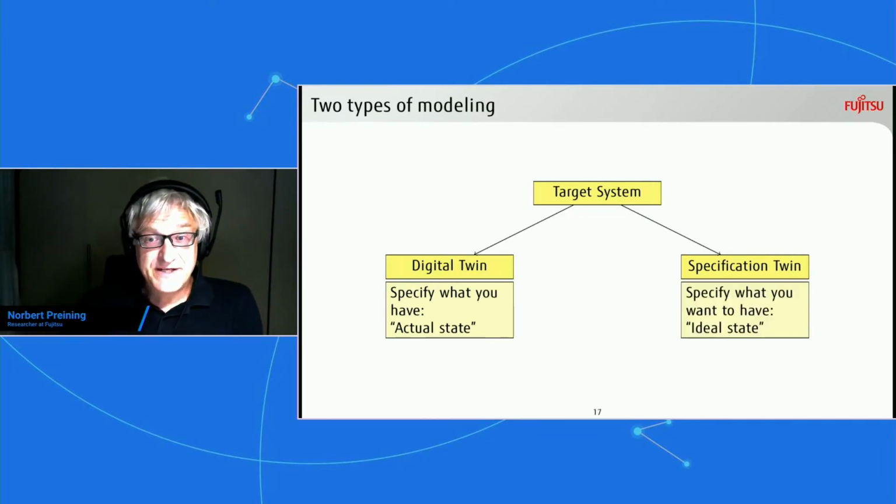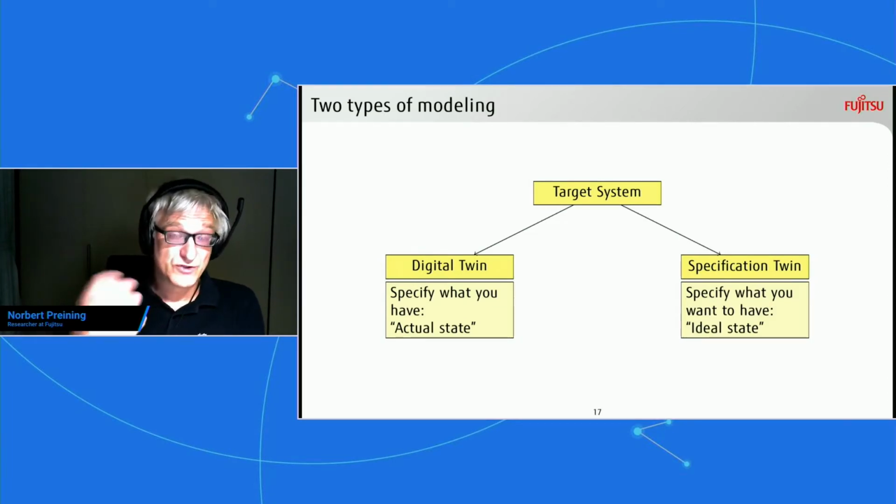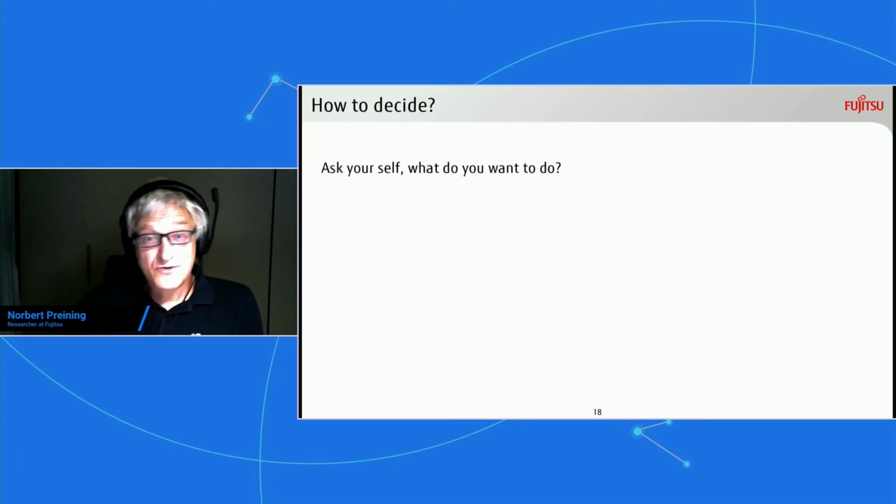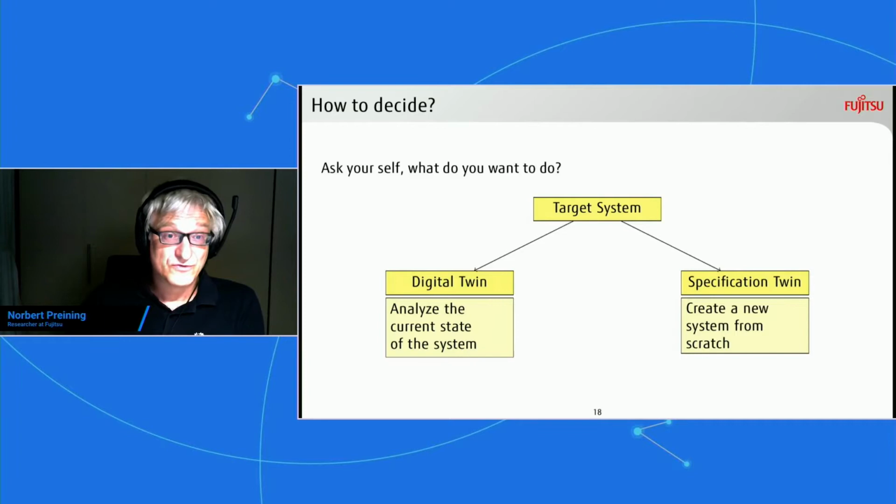It's where you start from the beginning and say, okay, what is the ideal state? What is what I want to achieve? So if I would start a new application and a new database, I would start from that side, of course, and not from the other side. So how to distinguish between these two? Well, it's very simple. Ask yourself what you want to do, right?